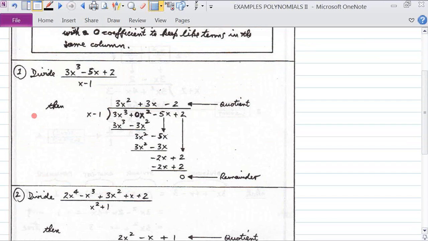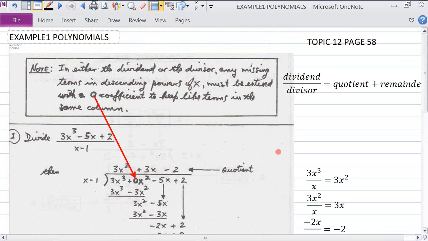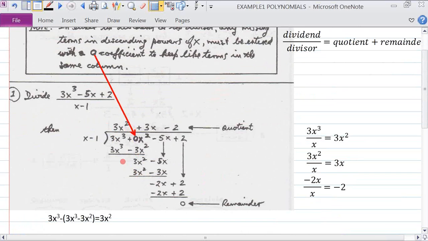So we're going to start with number 1 and do it in more detail. And remember, in this process we have a dividend, we have a divisor, we have a quotient, and we have a remainder. We discussed this topic on page 57. So this is the dividend, and this is the divisor, and this here is the quotient, and we'll talk about the remainder in a minute. So let's go over how we do this problem.